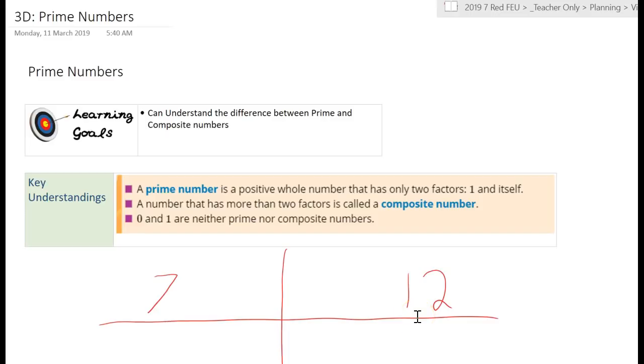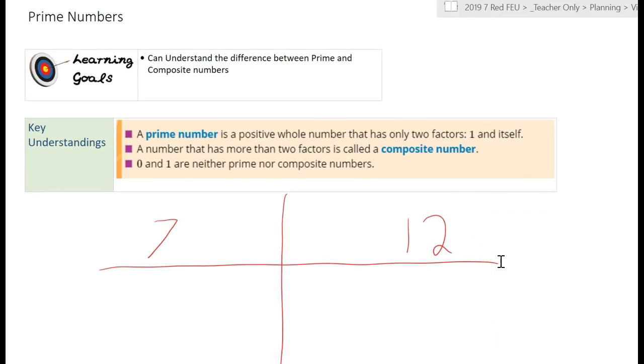In this lesson we're going to be looking at prime numbers. Make sure you're taking notes as we go through, because we'll be looking at how we can identify the difference between prime and composite numbers, and that's our learning goal for this lesson. So make sure you write down this learning goal: by the end of the lesson, you understand the difference between prime and composite numbers.